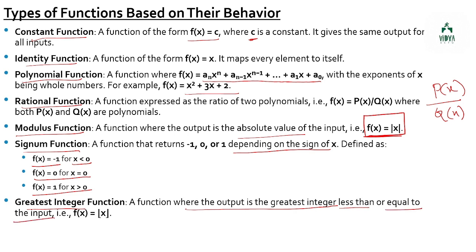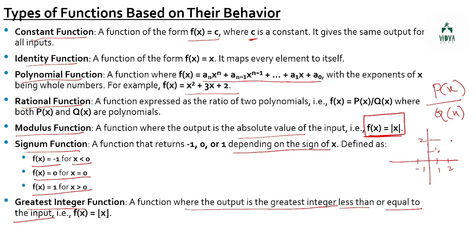Understood? I'll give the modulus function graph here. The modulus function graph is f of x equal to mod x, which always returns the absolute value, the positive value, right? If I give 1, I get 1. If I give 2, I get 2. This point, this point.